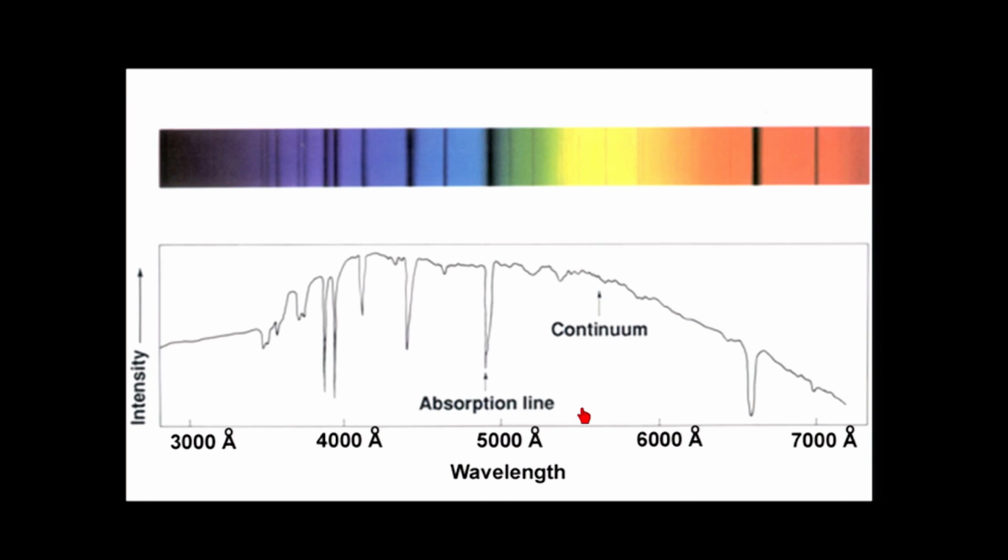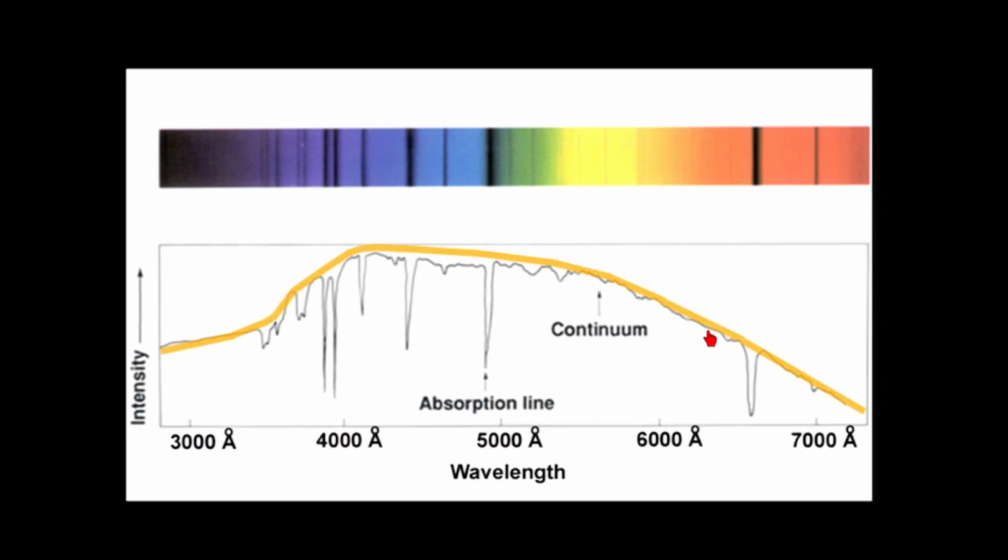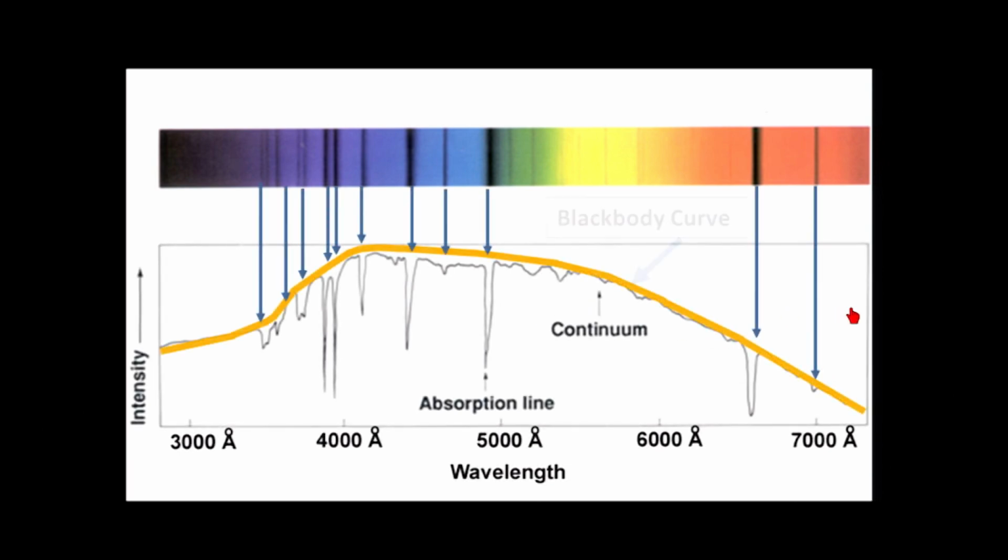So when an astronomer looks at this graph, they know to interpret this graph to be something like this picture. This is a colorful background, an absorption line. Colorful background, absorption line. Colorful background, absorption line. And this superimposed line that you see here, of course, this is what we referred to in a previous segment as a blackbody curve.